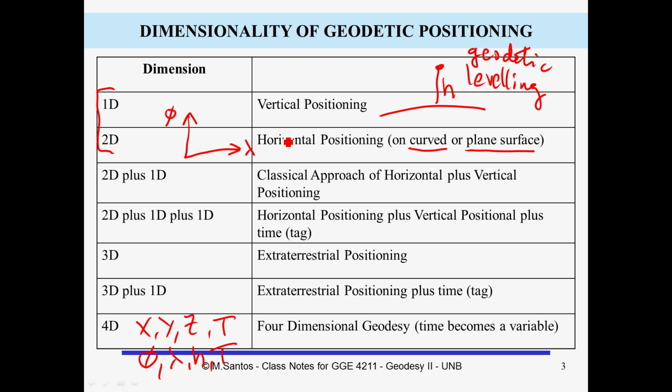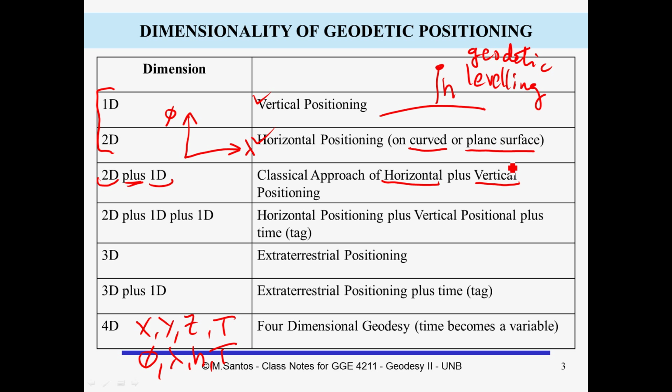But the bottom line is that vertical positioning and horizontal positioning were independent. They could be merged at times in what we call 2D plus 1D. This is not a full 3D; it's 2D plus 1D, because we had horizontal networks and vertical networks. Horizontal and vertical positioning were done independently, but they could cover the same points or follow about the same region.